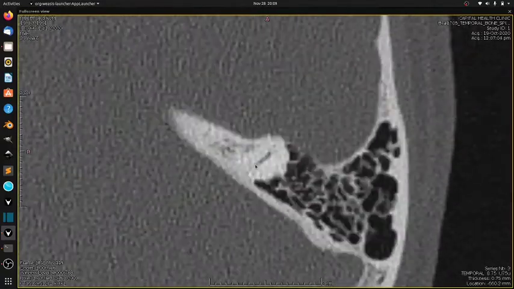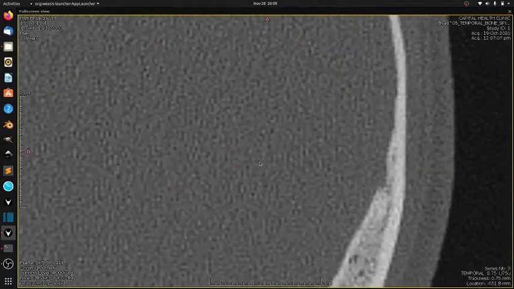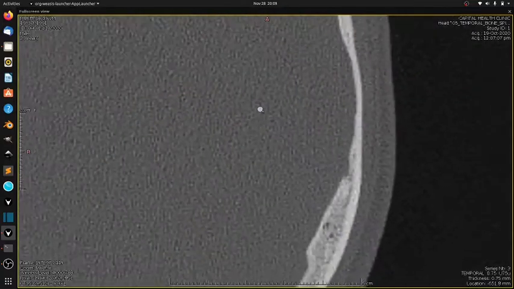Now let us come back again to the cranial to caudal direction. I'll zoom out a little bit.